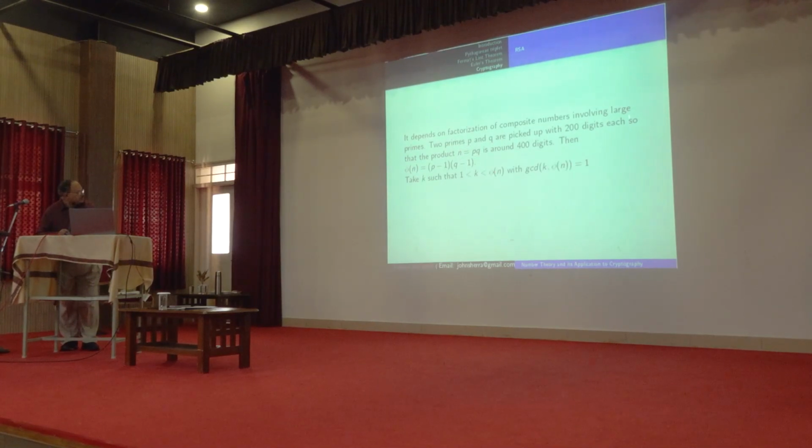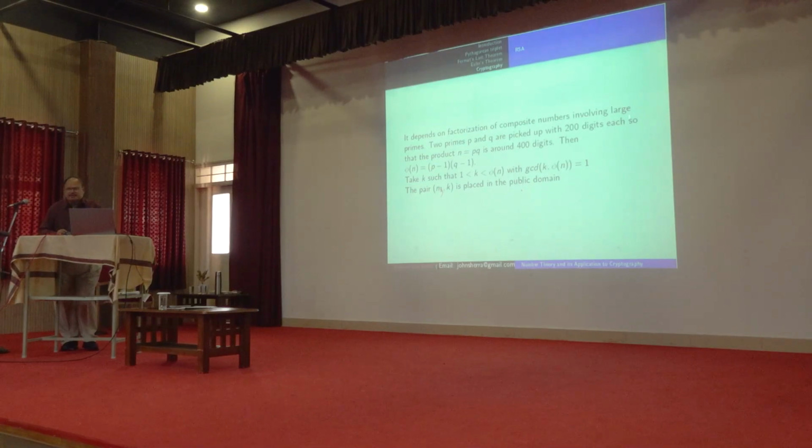So take K such that K is between 1 and phi of N, and the GCD must be 1. That's all. K must be selected, but the GCD must be 1. Then this is important: N comma K is placed in the public domain.